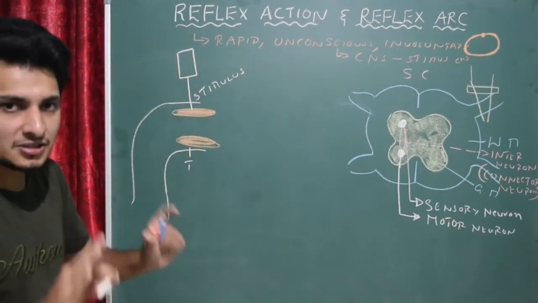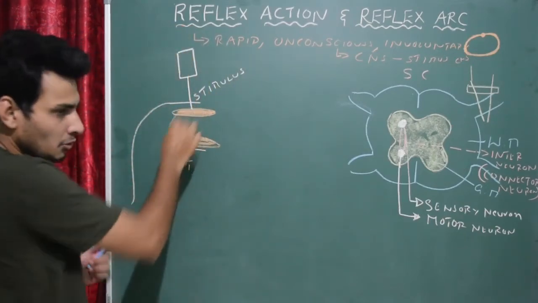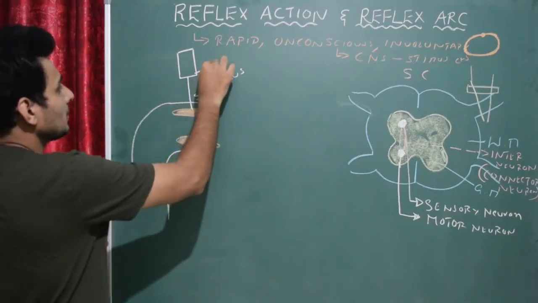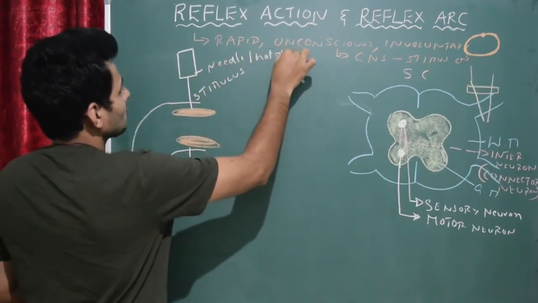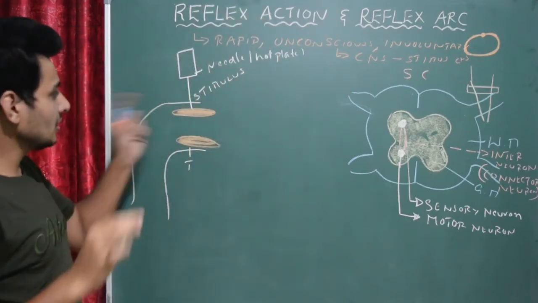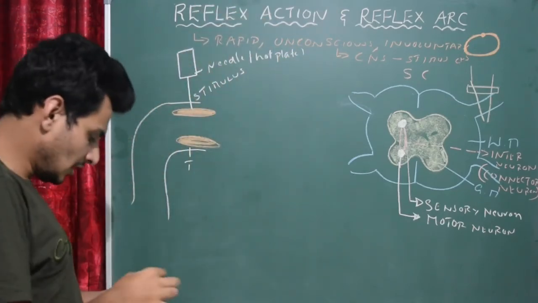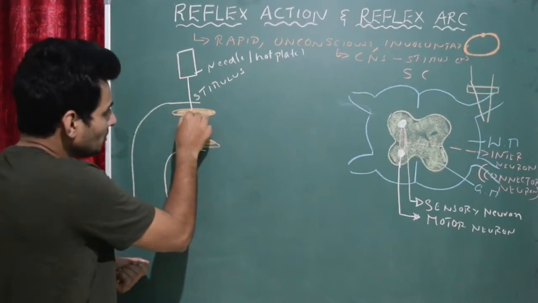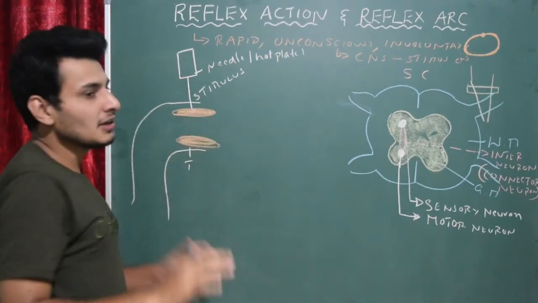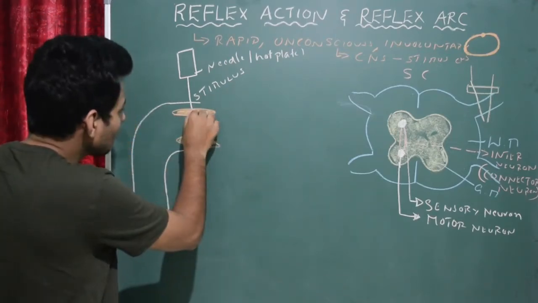A stimulus has been produced in this region. Now let us assume that it is the needle. You can also imagine a hot plate, whatever it is. So this is the region where the stimulus has been produced. And now, to this stimulus we have afferent nerve fibers, correct? So we have afferent nerve fibers.